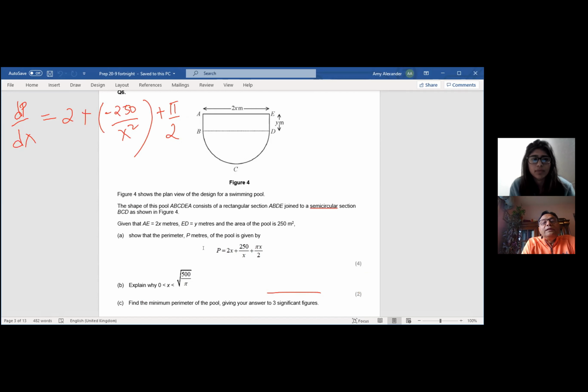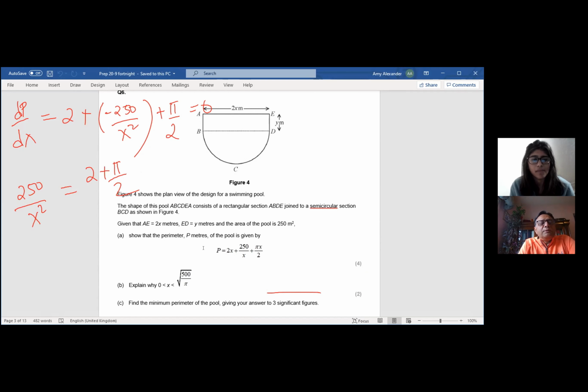Now you have to equate this to 0 to find the critical number, which would be your stationary point. Correct. So we'll take the minus term to the other side, which is 250 over x squared. That should be equal to 2 plus pi by 2. Is that clear?